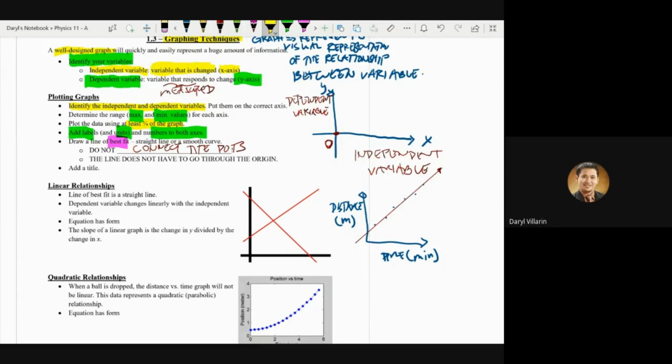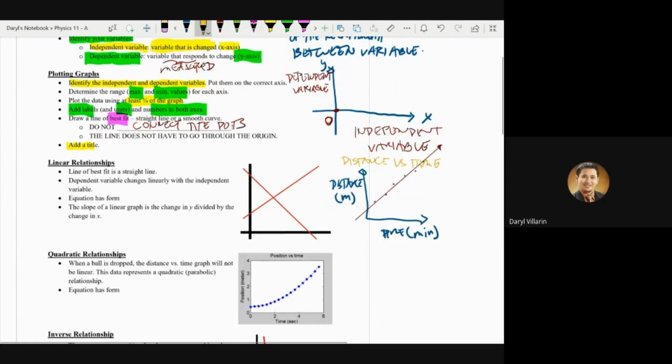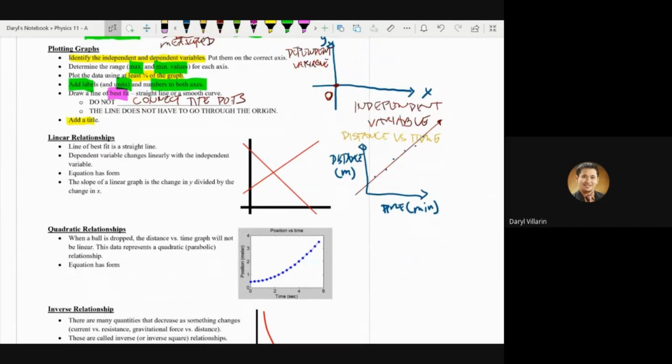Lastly, you need to add a title. The basic title, in your case, since you're plotting distance versus time, is just Distance versus Time graph. The y variable comes first, followed by the x variable. So I can write it that way, distance versus time. That's the title of my graph.